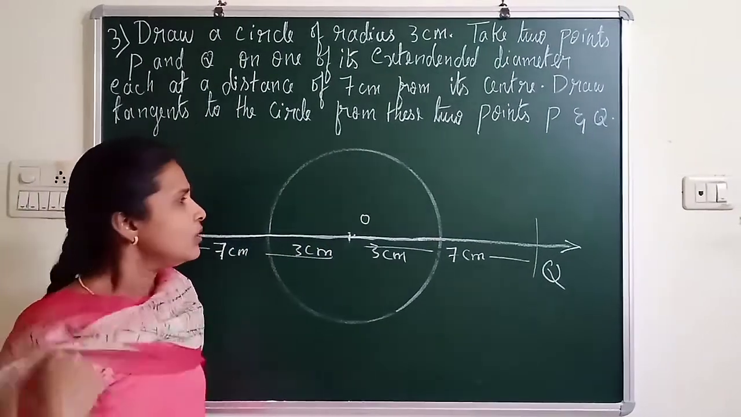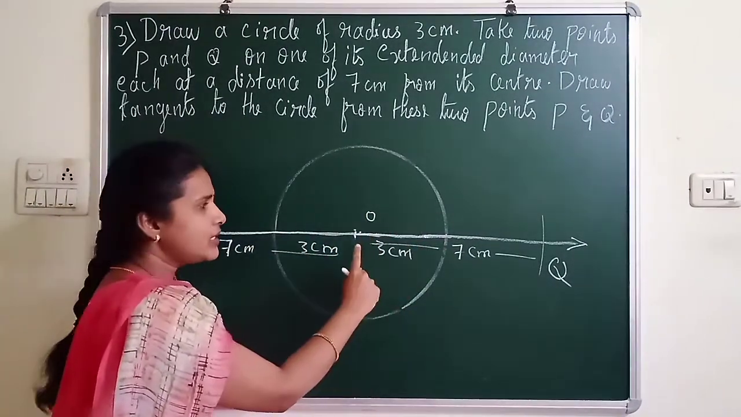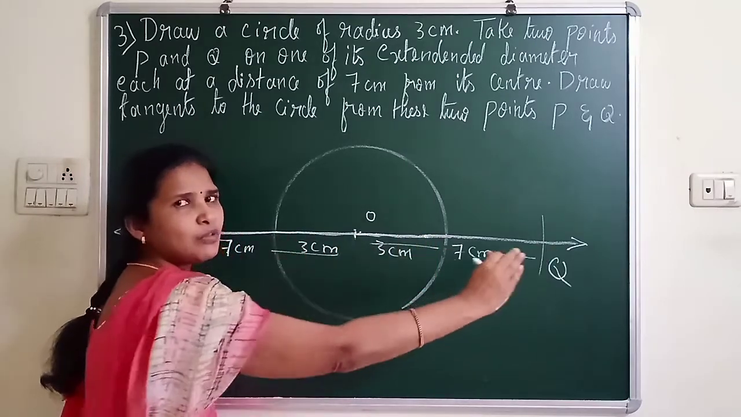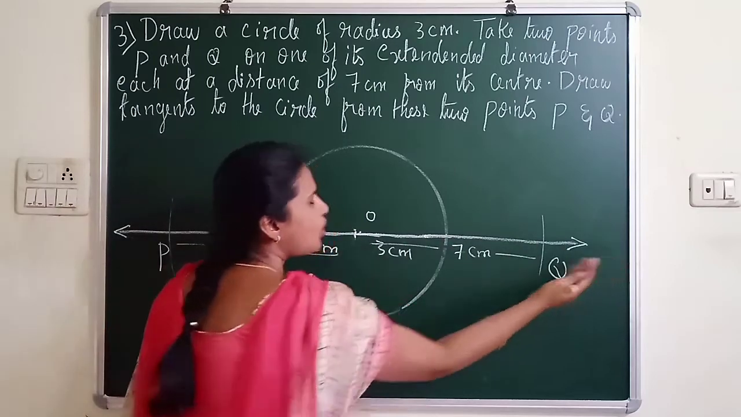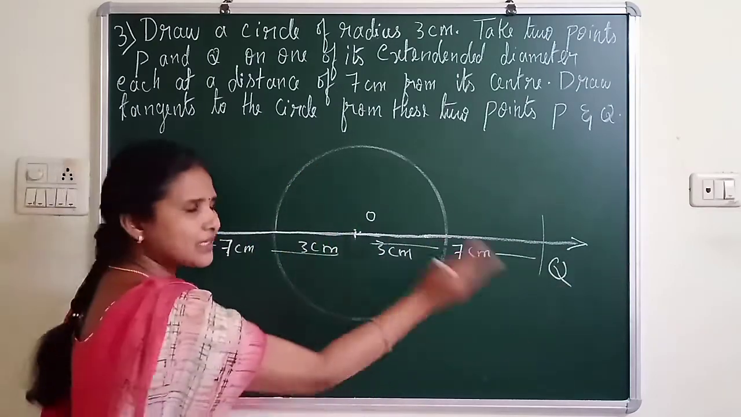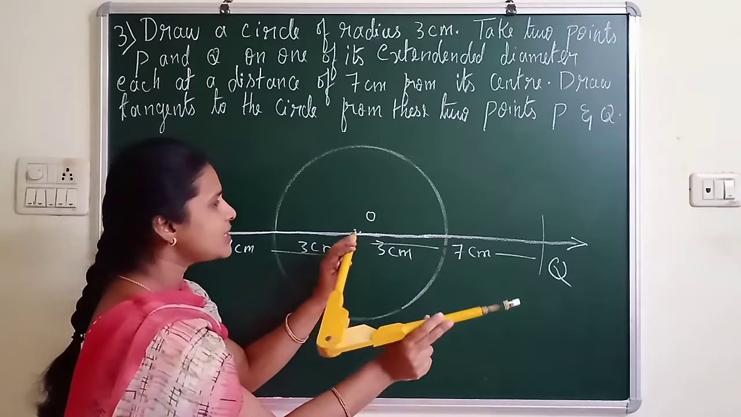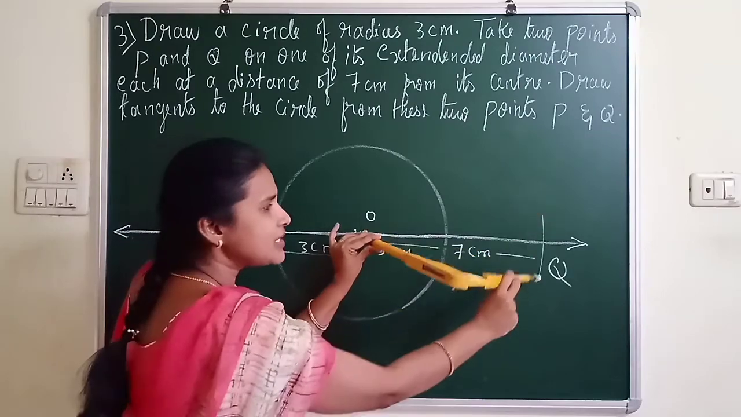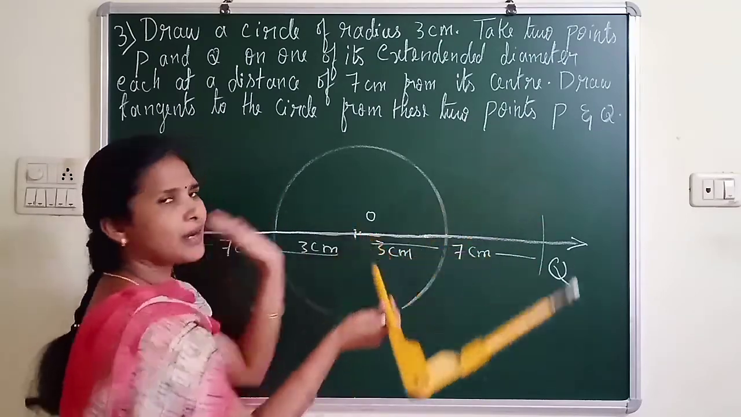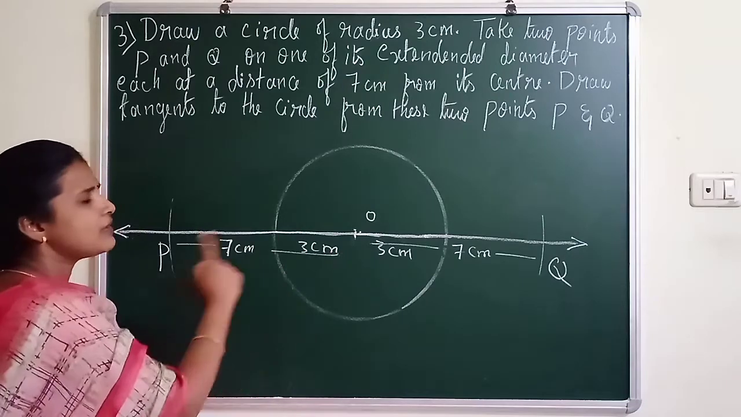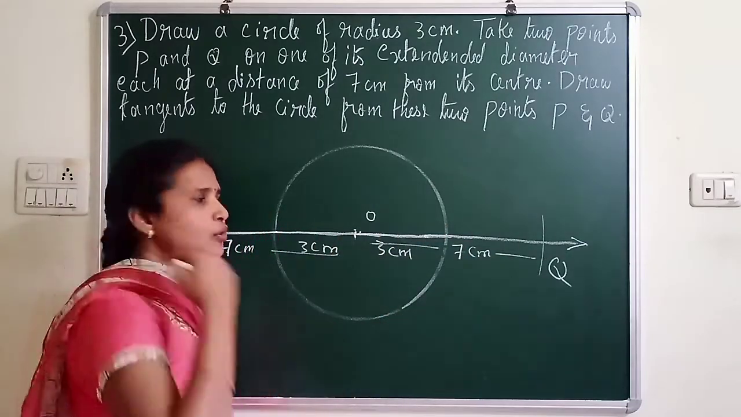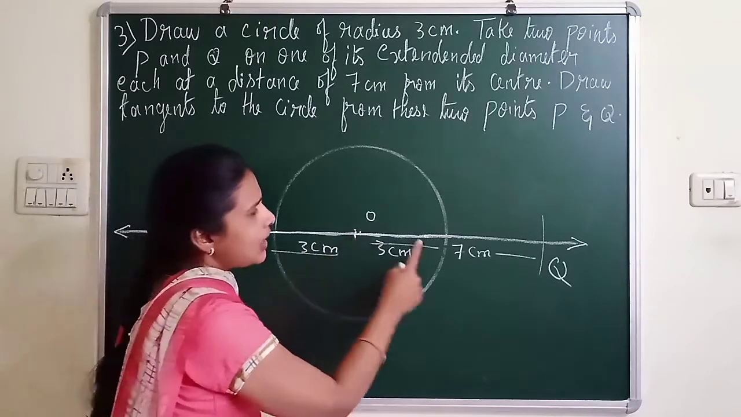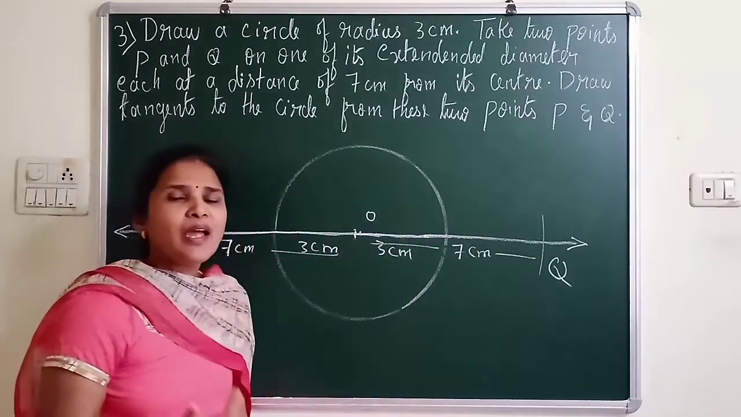So I will repeat again. First you have to draw a circle of radius 3 centimeter and then draw the diameter. Be careful, extend carefully using scale. Extend this diameter on both the sides without any measurement. Then you take 7 centimeter using scale and from the center O cut 7 centimeter on left side and also on right side. So both the sides you take 7 centimeter and cut arcs. Now you can see you got a point P, the center O of the circle, and the point Q.